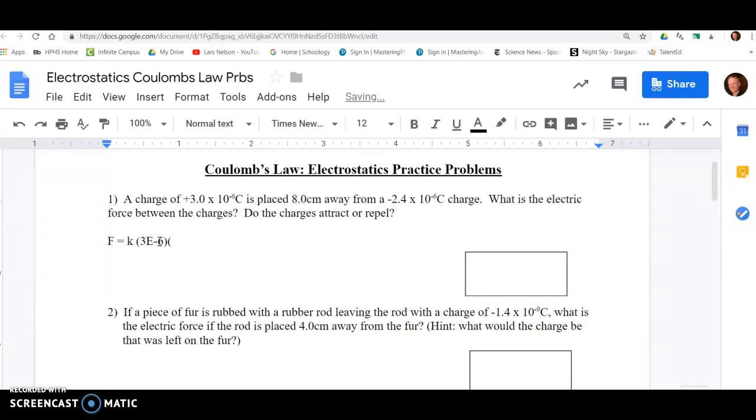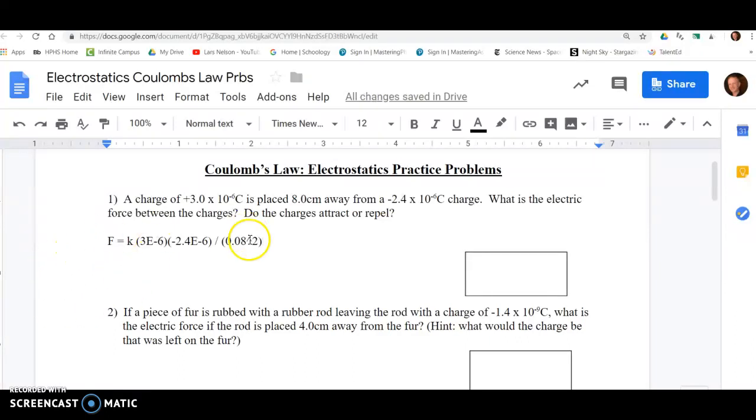And then multiply that by this value of the second charge, which is negative 2.4 times 10 to the negative 6, e negative 6, and then you would divide that quantity by the distance squared, in this case 8 centimeters or 0.08 meters squared. And that means you would raise it to the second power.